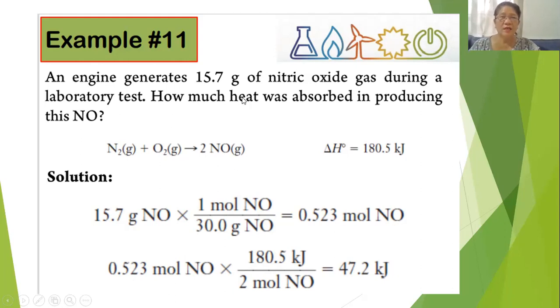Then look at the given delta H, which is 180.5 kilojoules, to convert nitrogen plus oxygen into nitric oxide. Use that delta H. Therefore, 0.523 mole multiplied by 180.5 kilojoules. How many moles of nitric oxide are there in the equation? 2. So cancel your mole, and the answer for this conversion is 47.2 kilojoules for the nitric oxide.